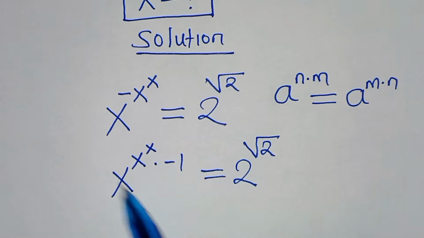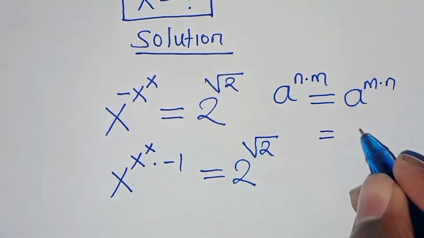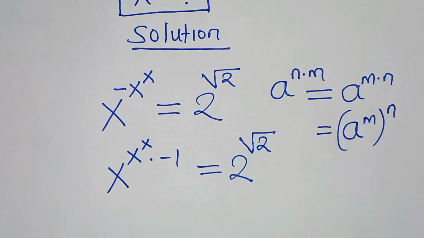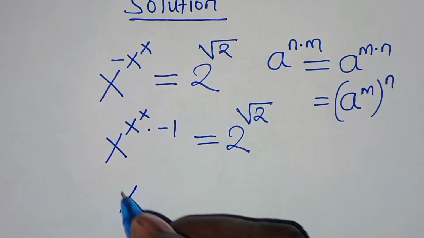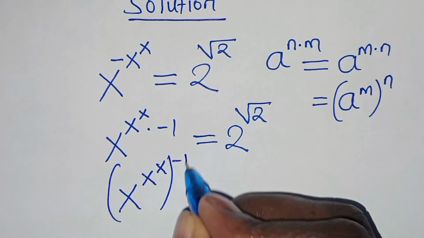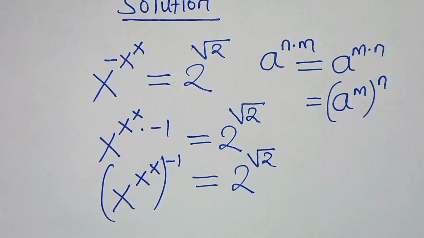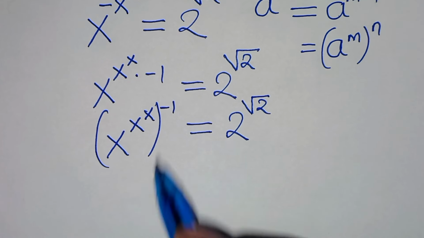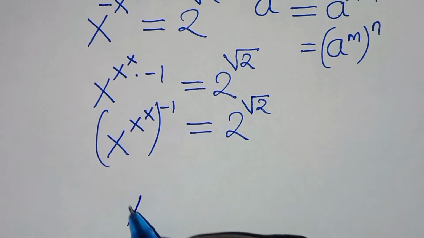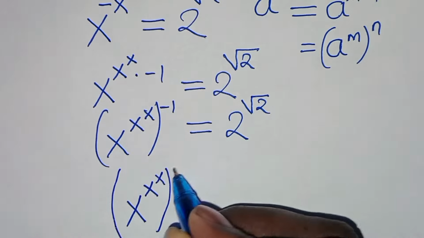Now, this is actually in the form of a to power m times n. We can transform this to a raised to power m raised to power n. Applying this exponent property, here we have x raised to power x raised to power x raised to power minus 1, equal to 2 to the power of square root of 2. The next step from here is to multiply both sides by minus 1. So we have x raised to power x raised to power x raised to power minus 1.